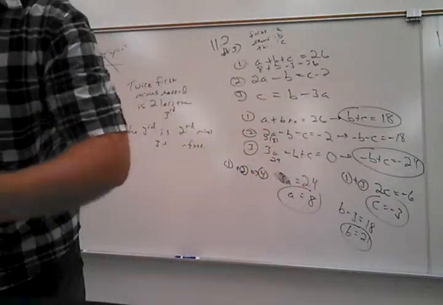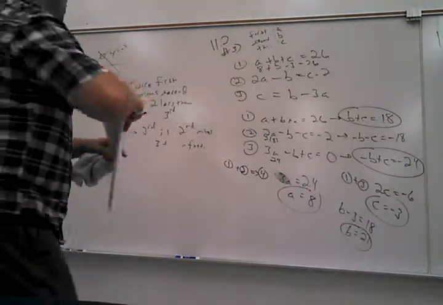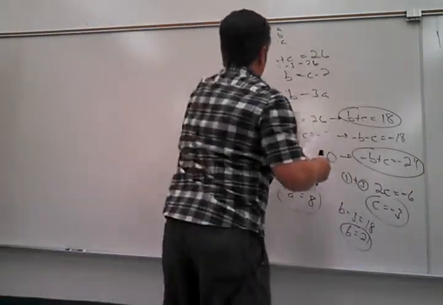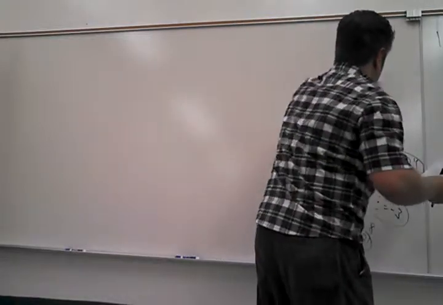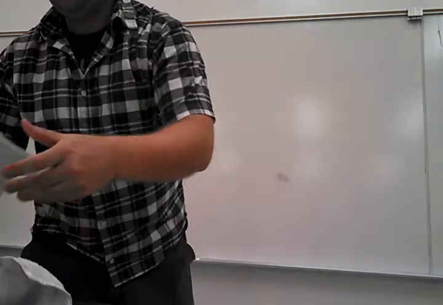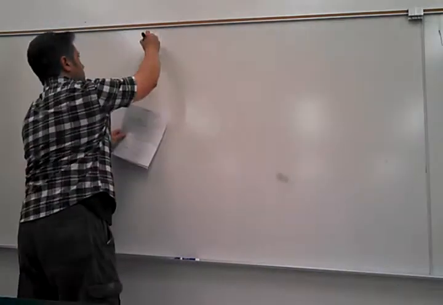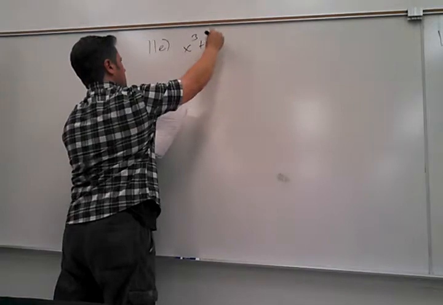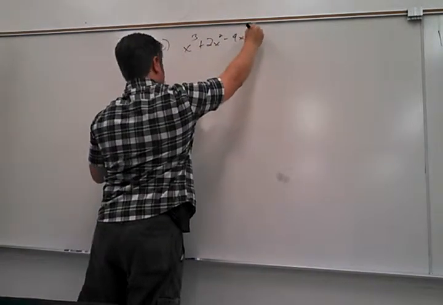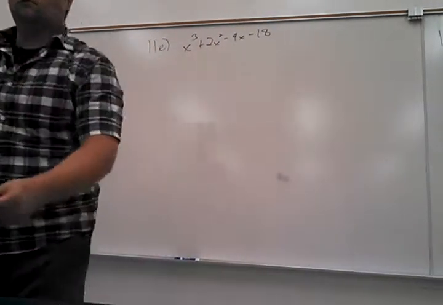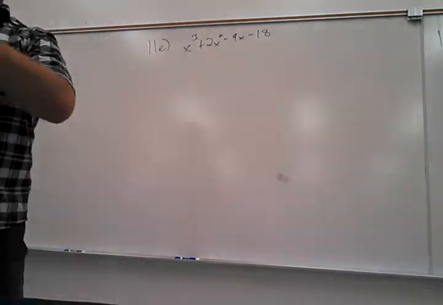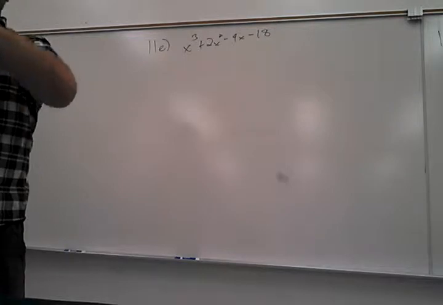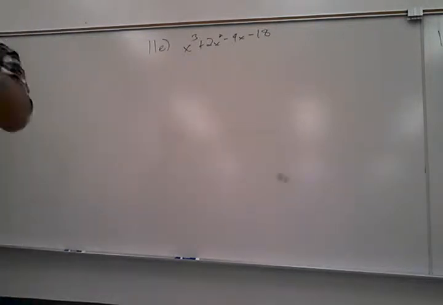So 11E. This is the rest of the answer key, and then we'll do whatever specific ones you want to look at. What is it about 11E that tells me what I should do here? Good. Grouping. Why? Because there are 4 terms. If there are 4 or more terms, you try grouping.